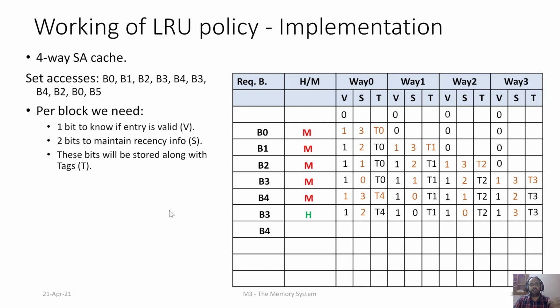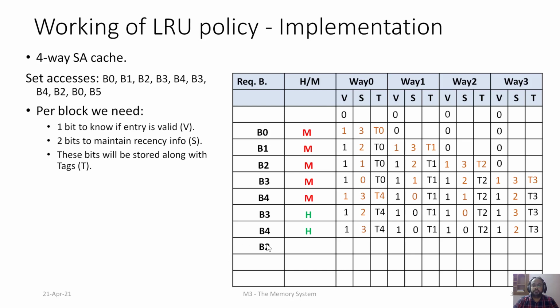Now let's say the next access is for B4. Again, it is a hit, and similar to what happened just before this access, way 0 is the hit way here, so its status bit will be made 3, and all the other ways we would be decrementing. So way 3's status bits will become 2, and way 1 and way 2 will continue to be zeros.